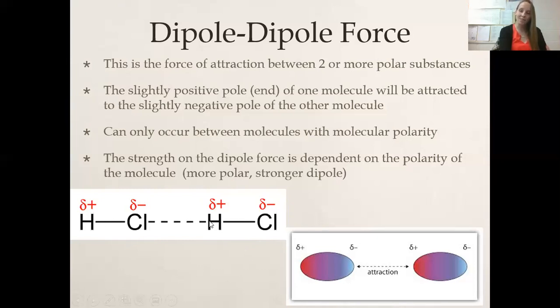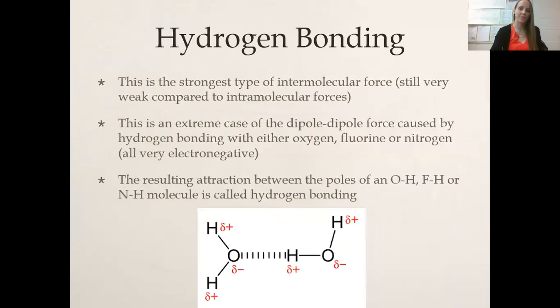And this dotted line is representing the intermolecular force, the dipole-dipole, where the slightly negative end of one and the slightly positive end of the other molecule attract one another. Again, this can only happen between molecules that are polar. And the more polar the molecules are, the stronger the dipole-dipole.